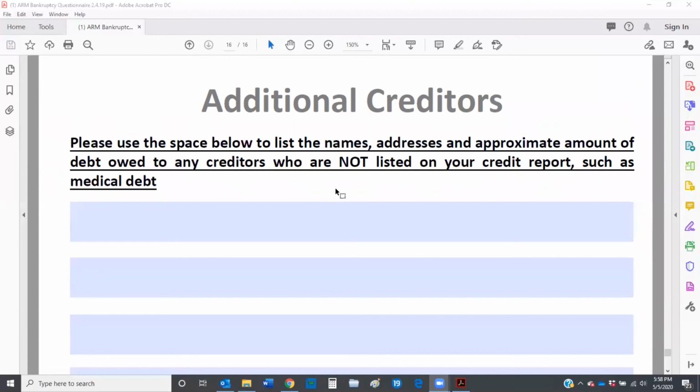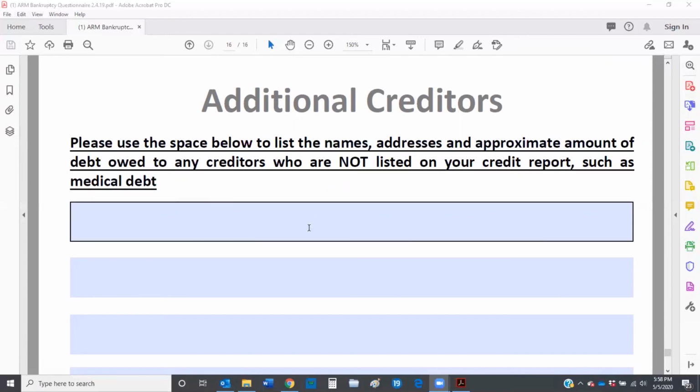If they're on your credit report, it will populate when I run your credit report. If they're not, it won't. So it's important they're listed here. All we need are names, addresses, and approximately how much you owe. I don't need account numbers, and for medical debt, I don't need dates of service. One name and address and the approximate balance is fine.